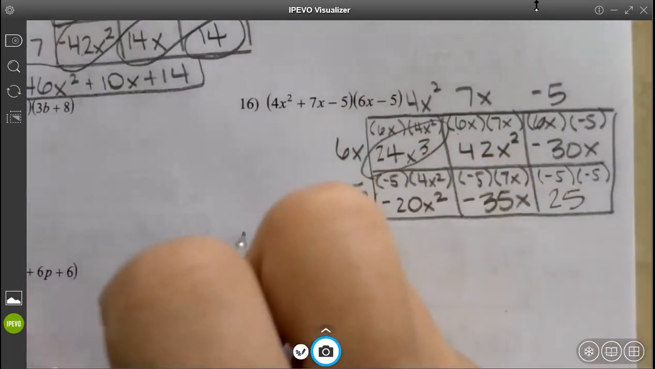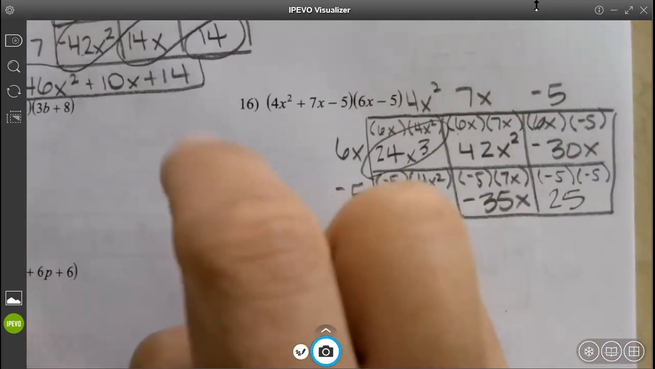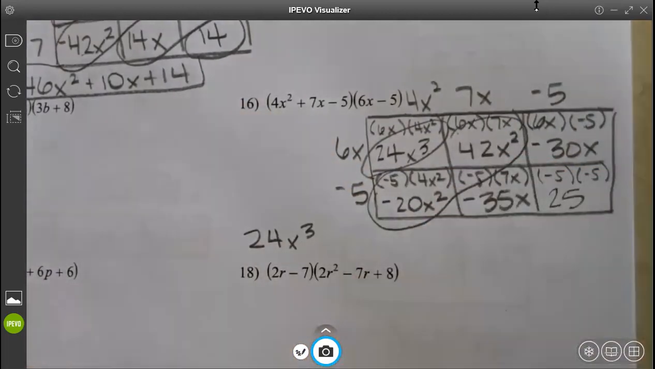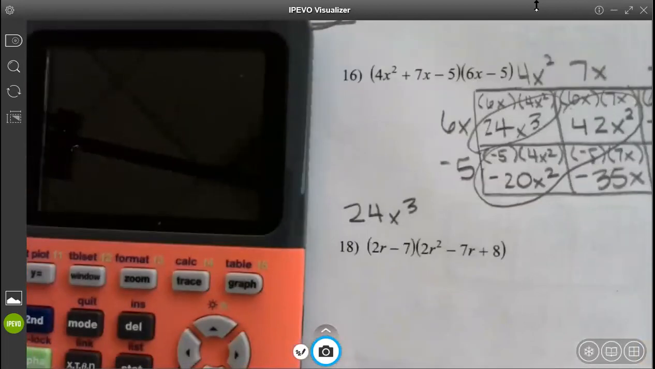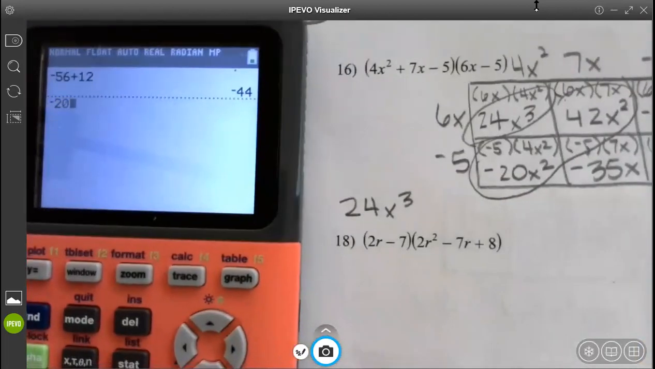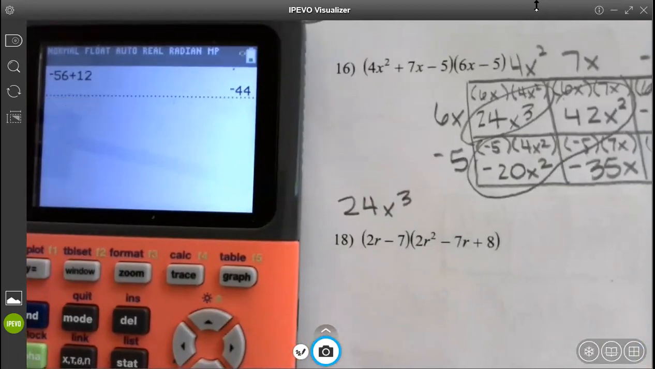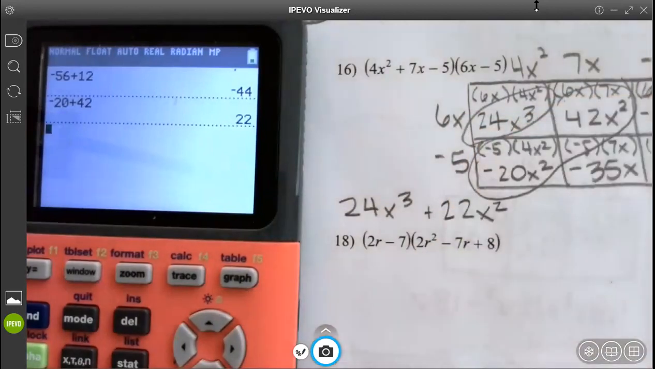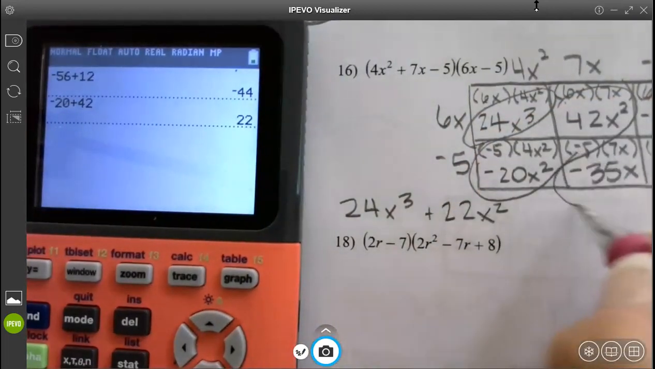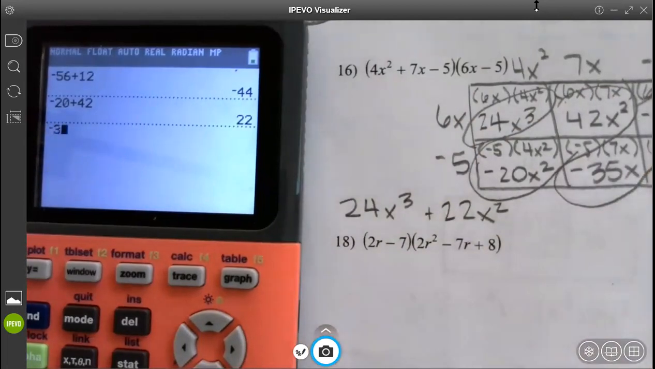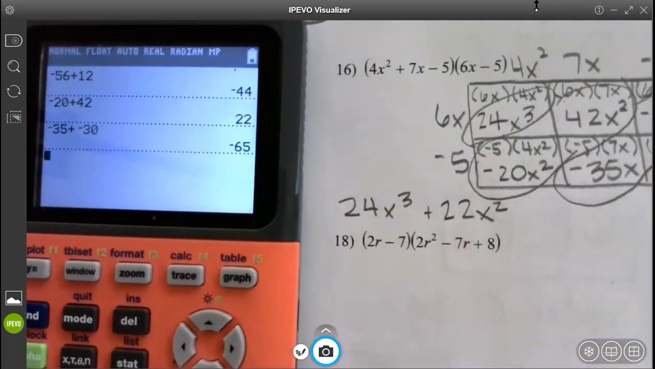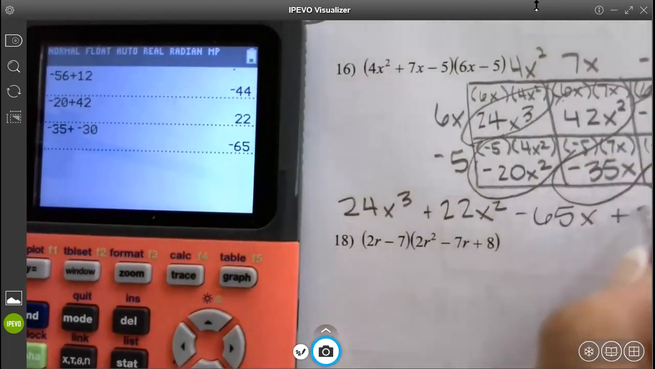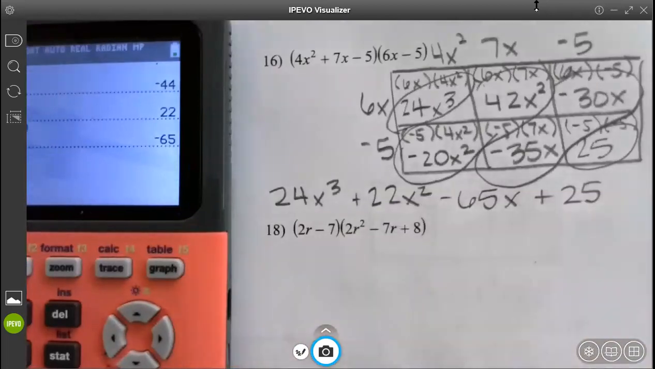Write your diagonals. We're going to start with 24x cubed. Go to your next one. We're just adding them up, so you put it in your calculator just like you see it. Negative 20 plus 42 gives me 22x squared. Same thing on your next one. Negative 35 plus negative 30 gives me negative 65x. And then our last box is a positive 25.